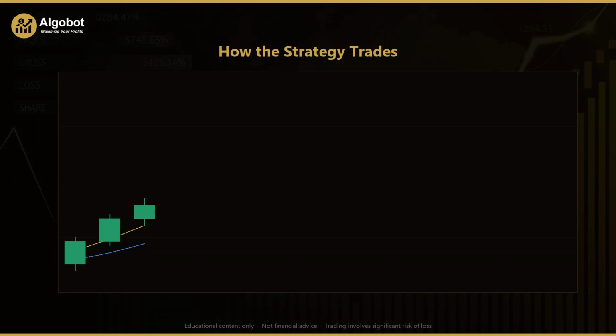At the far left, price is climbing. The gold FastEma is sitting above the blue SlowEma, and both lines are angling upward. That's exactly the uptrend regime the strategy demands, so the gate is open for long setups only. On the third candle, notice what happens.